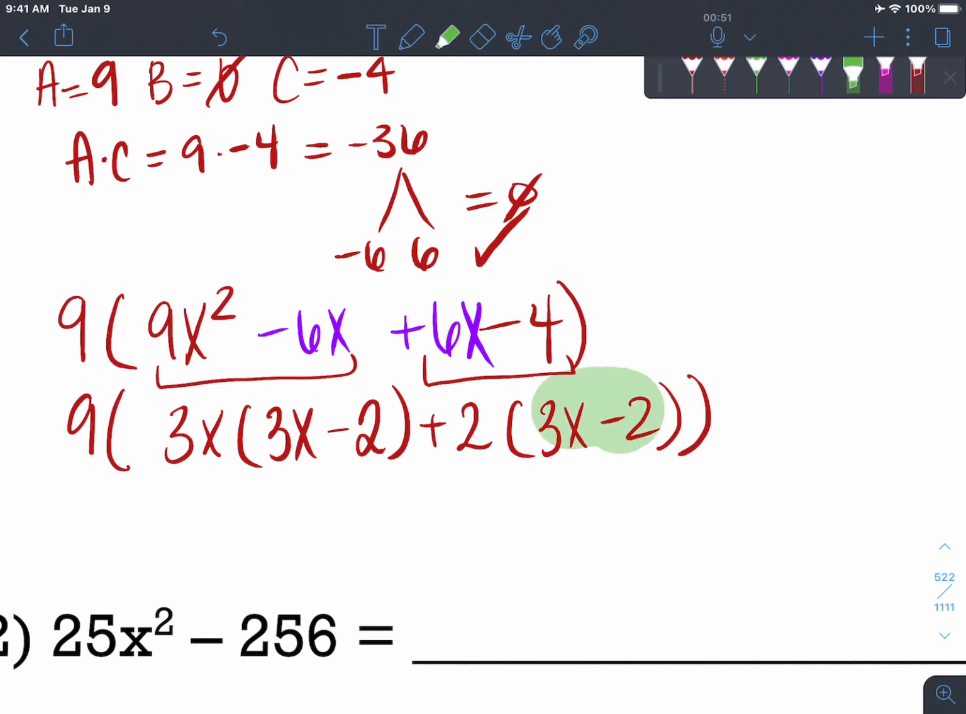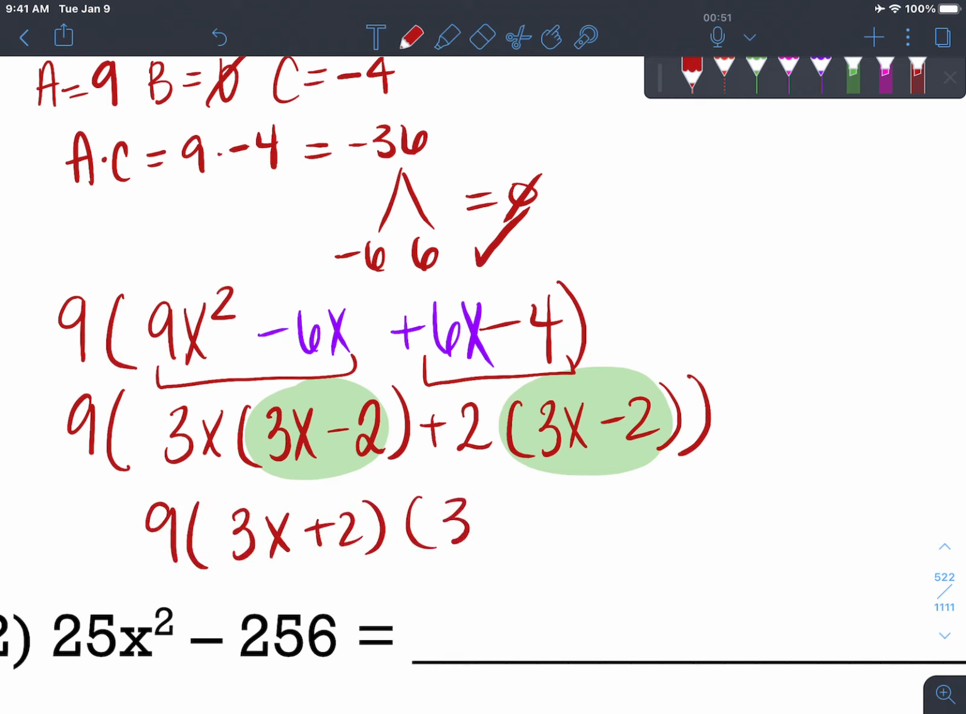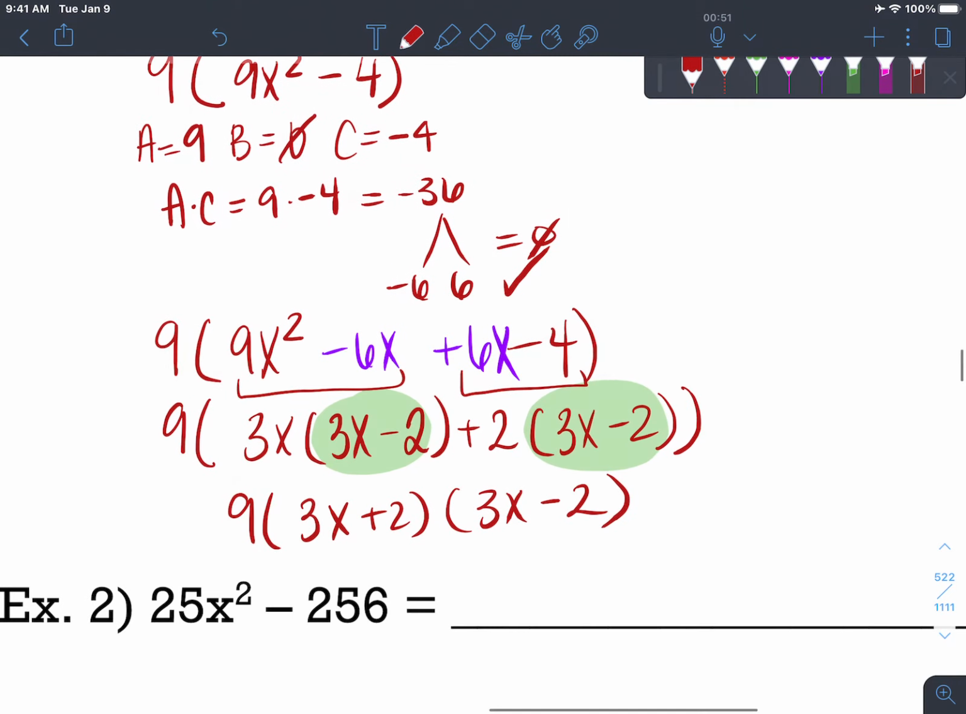All right. Now that I've done that, I do notice that what is on the inside of the parentheses is exactly the same. So I can go ahead and combine my like terms. Okay. So now I have an answer. This is completely factored.